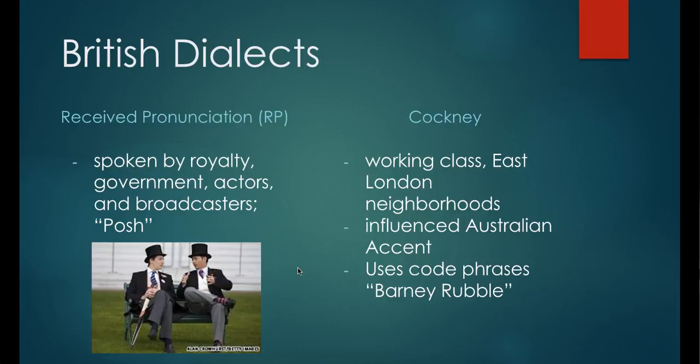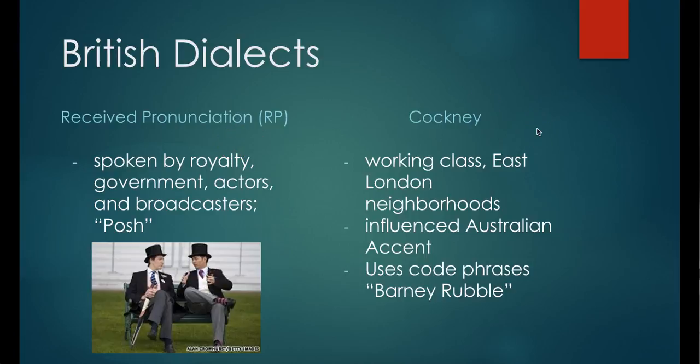The dialects in English can be broken down into two categories in the UK. So these two British dialects today, you have received pronunciation. This is a little more hoity-toity, a little more proper. Government officials, actors, it's very posh, if you will. You can hear them very clearly. Again, this is received pronunciation.